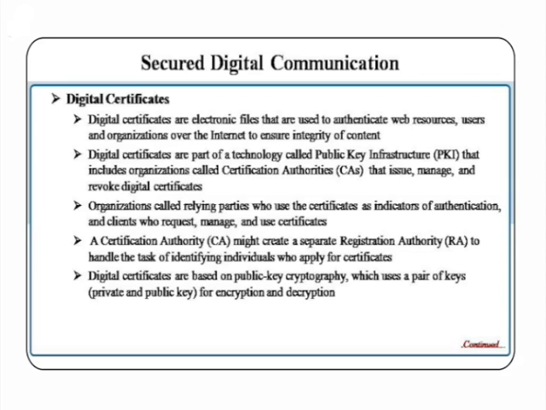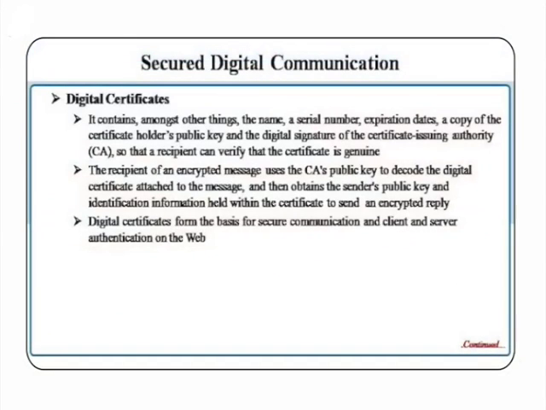A CA might create a separate registration authority, RA, to handle the task of identifying individuals who apply for the certificate. The digital certificates are based on public key cryptography, which uses a pair of keys, a private and a public key, for encryption and decryption. It contains, among other things, the name, a serial number, expiration date, a copy of the certificate holder's public key, and the digital signature of the certificate issuing authority, that is CA, so that a recipient can verify that the certificate is genuine.